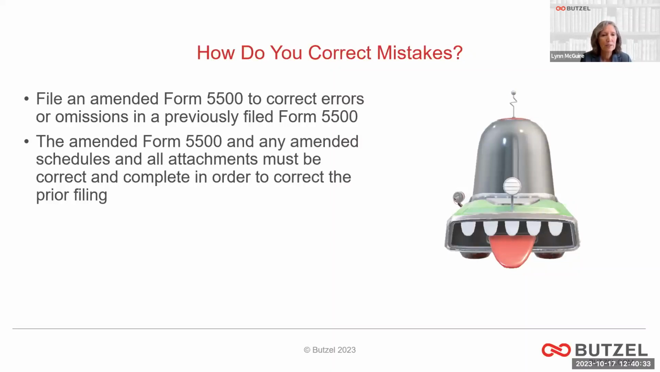So what about mistakes? What if you missed one of those deadlines? What if you filled the information in wrong? What if you failed to include the right attachments? Well, the government's very forgiving in general by providing a correction program. But at the same time, if you don't do it properly, there are significant penalties that could apply. So you have to file an amended Form 5500 in order to correct any errors or omissions that were on the Form 5500 that you actually filed, if you filed one. If you didn't file one, you need to file one through one of the correction programs. But an amended Form 5500 and any amended schedules and attachments have to be complete and correct in order to make the prior filing correction completed. So if you file a corrected Form 5500, but you still fail to include a required attachment, your correction is still not done. Next slide, please.